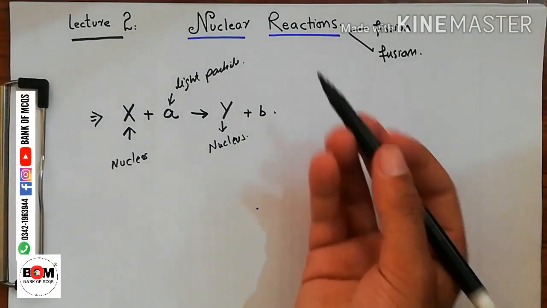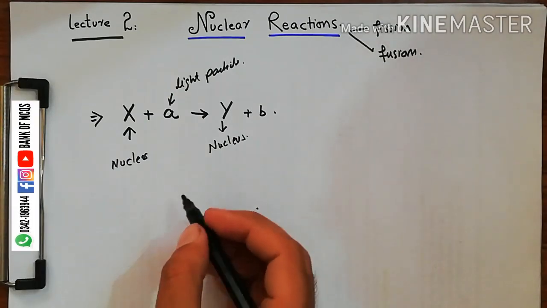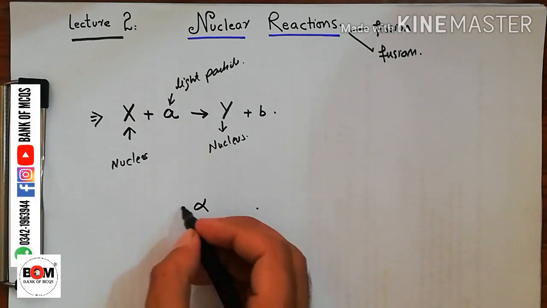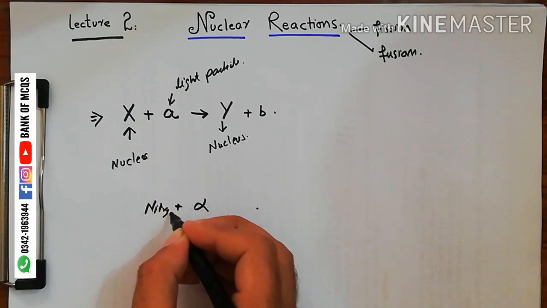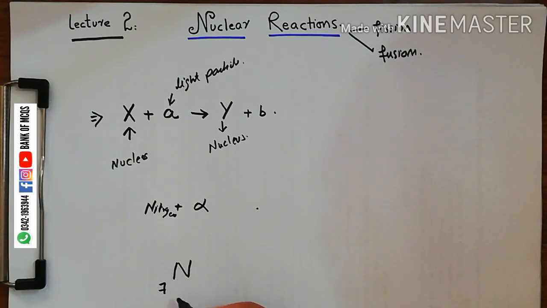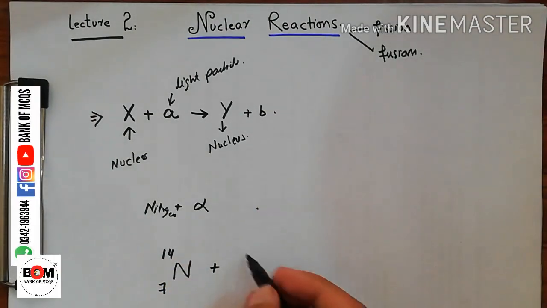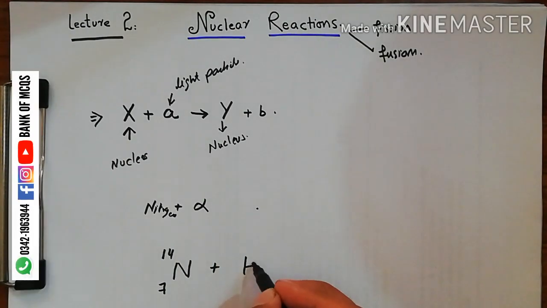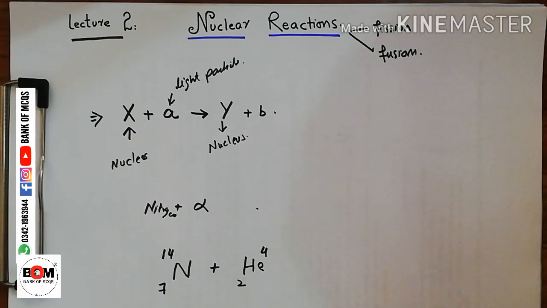Rutherford first observed it. What did Rutherford observe? He bombarded alpha particles on nitrogen. The nitrogen is N-14 with atomic number 7, plus he bombarded it with an alpha particle. So what is an alpha particle? It is just a helium nucleus, or a helium atom without electrons.